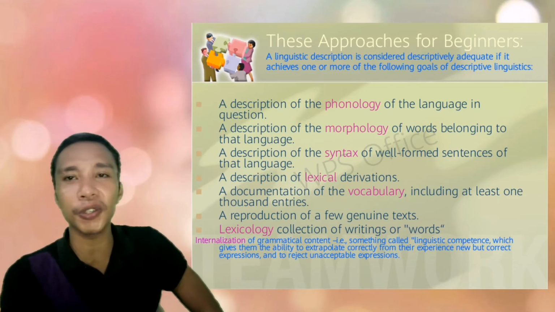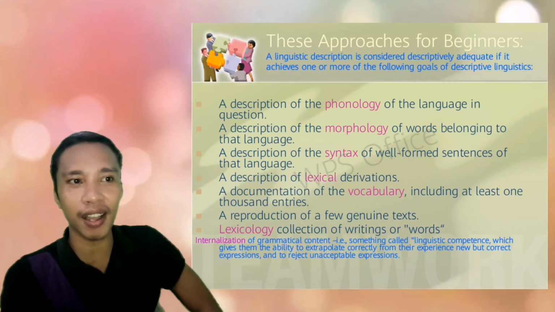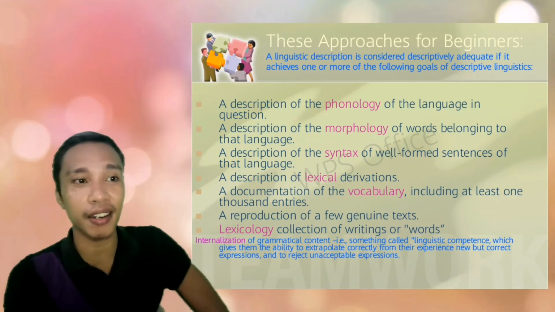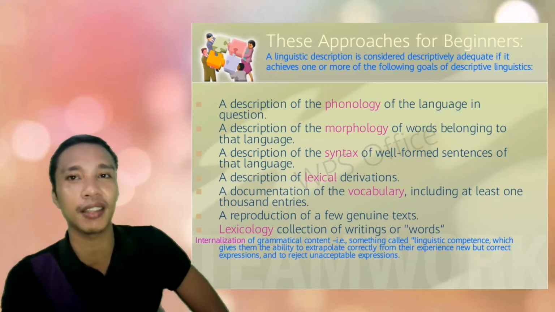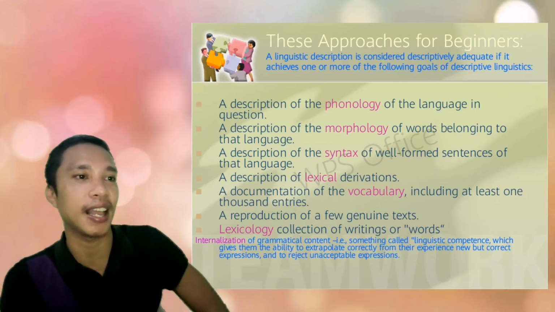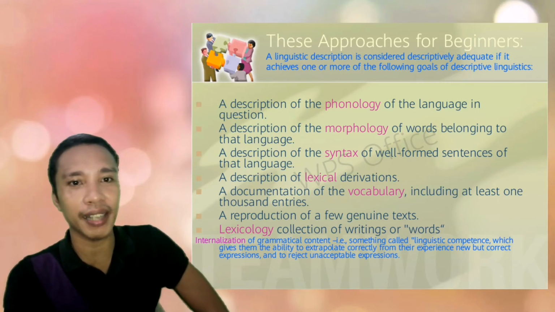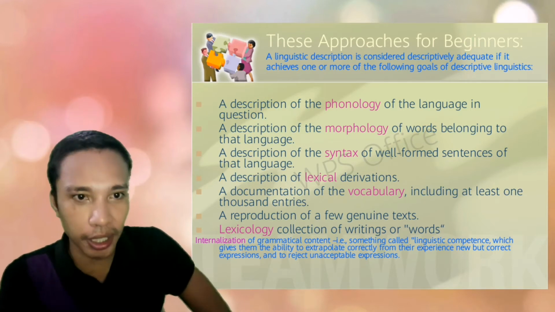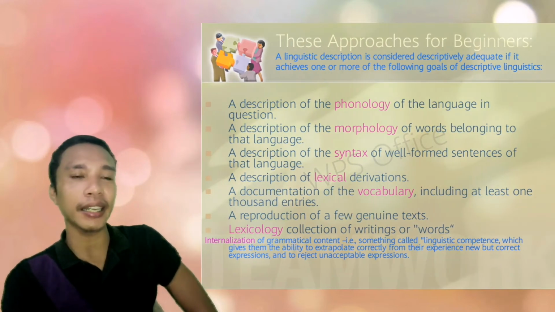Or a reproduction of a few genuine texts, or you were able to create your own text, or a lexicology, a collection of writings or words, so you were able to make your own dictionary or something like that. Yes, you're doing the descriptive linguistic. And internalization of grammatical content. An example is something called linguistic competence, which gives them the ability to extrapolate correctly from their experience new but correct expression and to reject unacceptable expression. What we're trying to come up with here is that if you could give us these different descriptions or these different works, it just goes to show that you can be a descriptive linguist.